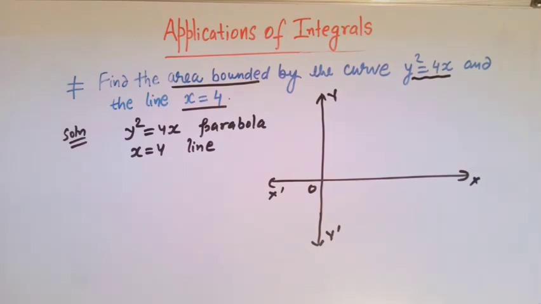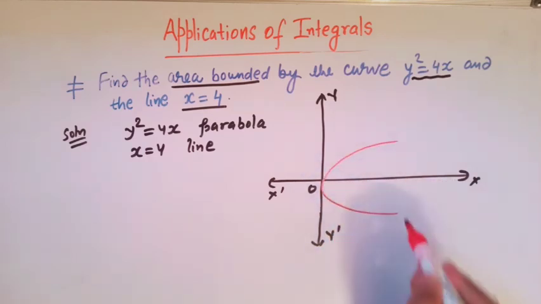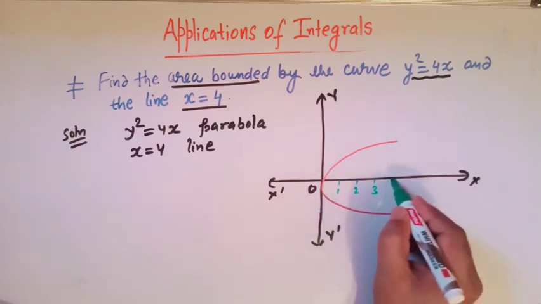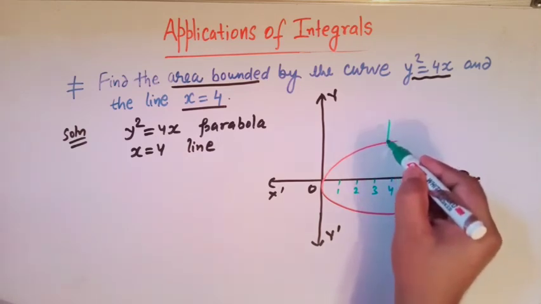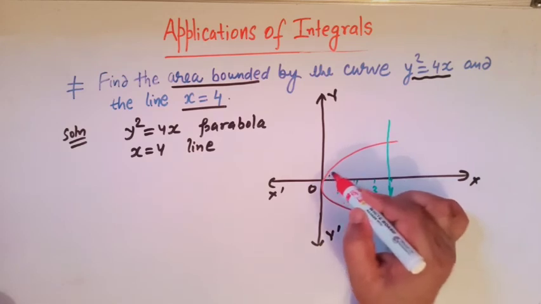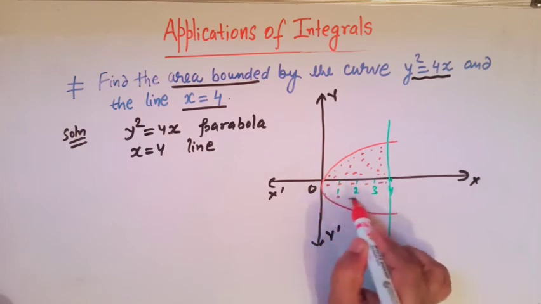Here we have y square is equal to 4x, the parabola like this, and x equal to 4 is the line. See, here we have 0, here we have 1, here we have 2, here we have 3, and here we have 4. So the line x equal to 4 is like this, and our aim is to find this area, right? We have to find this shaded area. This is the region, right?